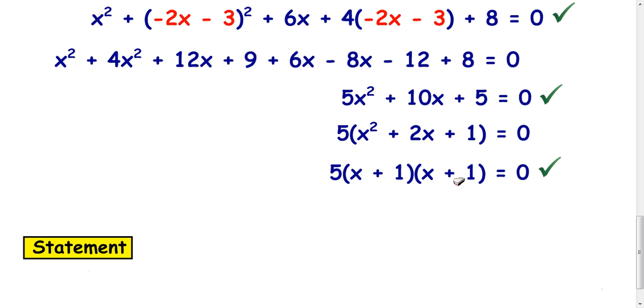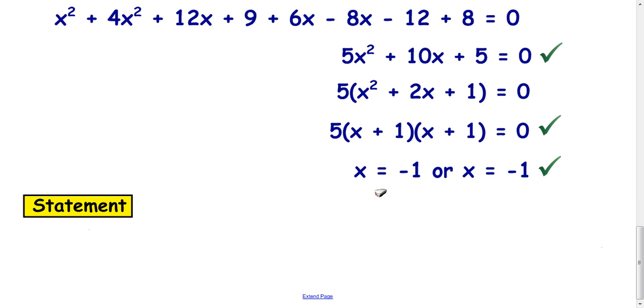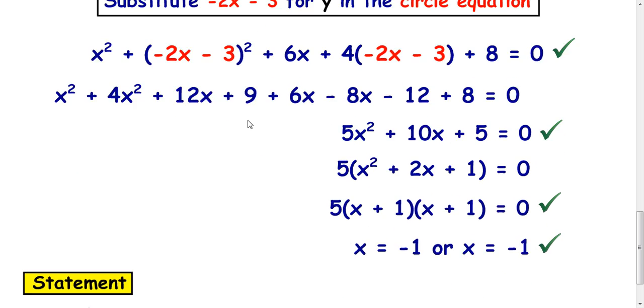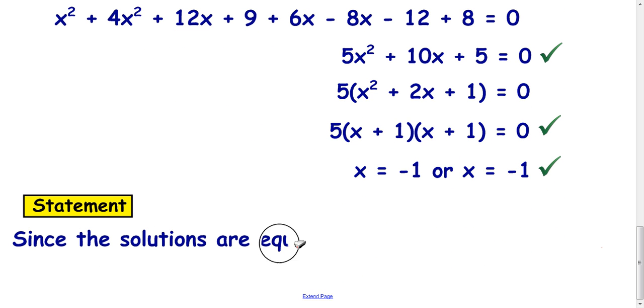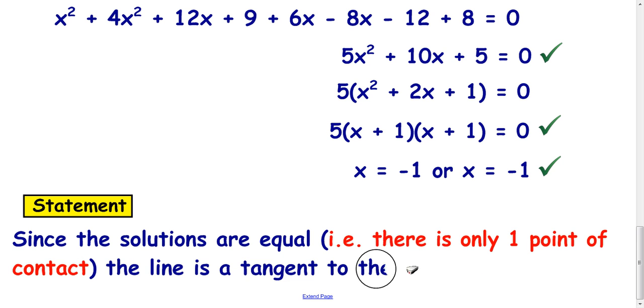Now, because x is going to equal -1 or -1, then we can write a statement to say why it's a tangent. The whole idea was we were to show that the straight line is a tangent to the circle. So because the solutions are equal, there's only one point of contact. Therefore the line's a tangent. You need to write that sentence for your final mark there.